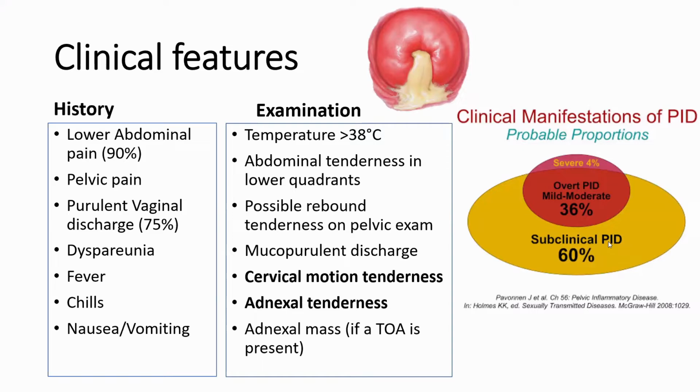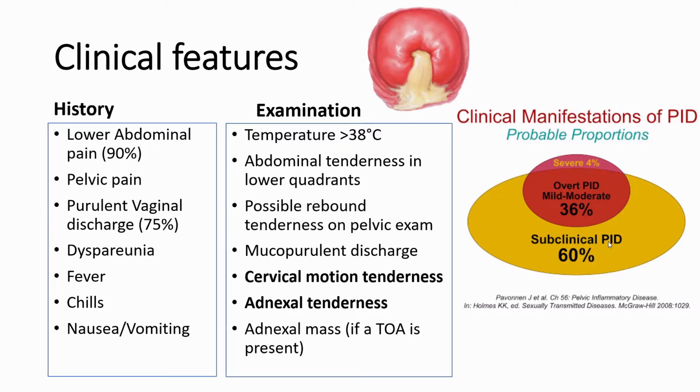Deep dyspareunia, so painful sexual intercourse, especially deep, is common in case of pelvic inflammatory disease. Then all the systemic features. Remember, in vulvovaginitis, a lower genital tract infection, there is no systemic feature. Here there are systemic features like fever, chills, nausea, vomiting.